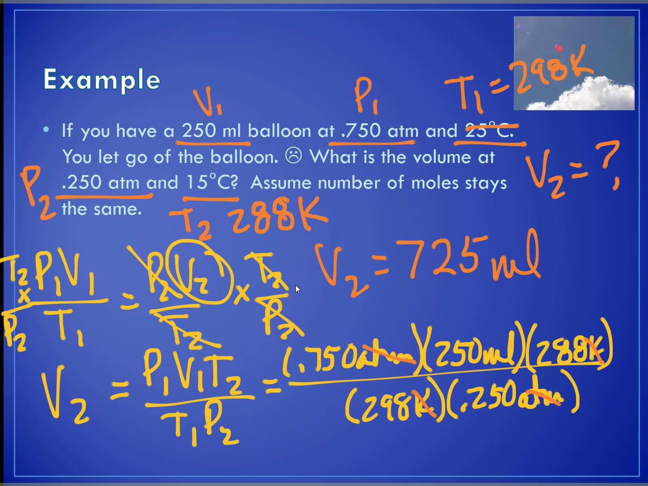725 milliliters. So this is a situation where our temperature is going down, so we might think that the volume goes down, but notice that our pressure also goes down, and it has a greater effect on the volume of the balloon. So there's an inverse relationship between pressure and volume. So as pressure goes down, volume goes up, and we see that overall our volume will go up in this case because the pressure changes more dramatically than the temperature does.